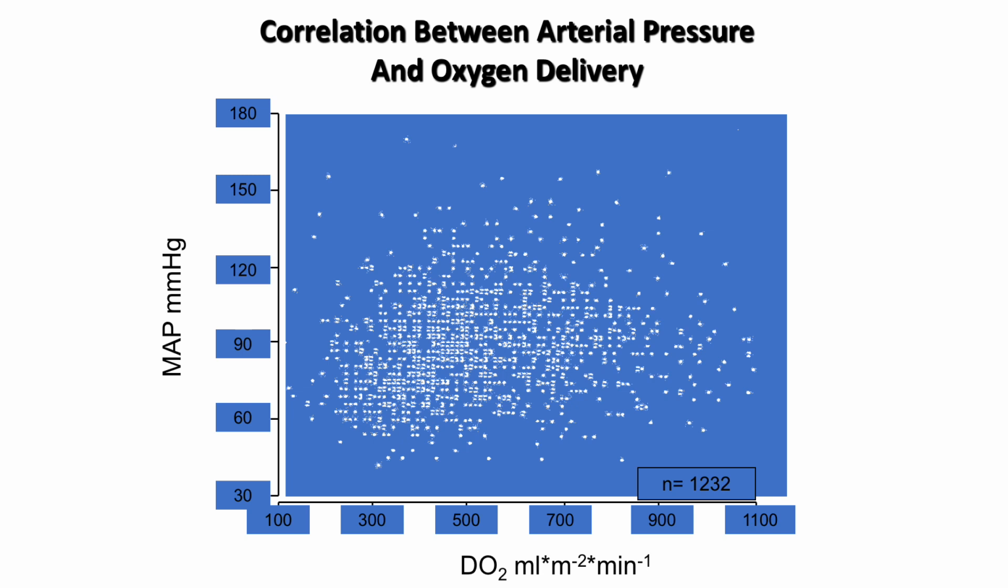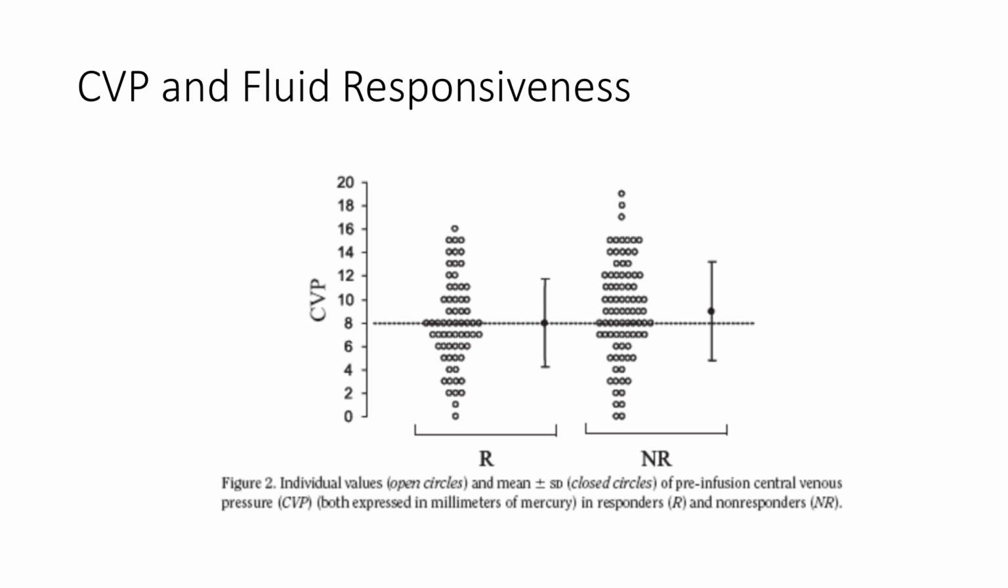Unfortunately, you'll see that isn't strictly true. Actually there's very little correlation between oxygen delivery on the x-axis and arterial pressure on the y-axis. That's really just a scattergram there, isn't it? So this slide rather puts to death the theory that CVP in some way relates to fluid responsiveness.